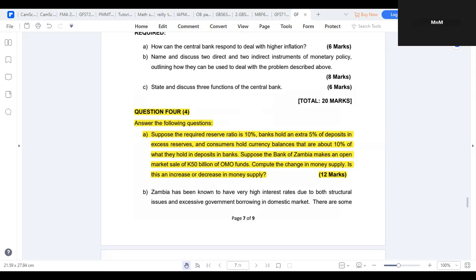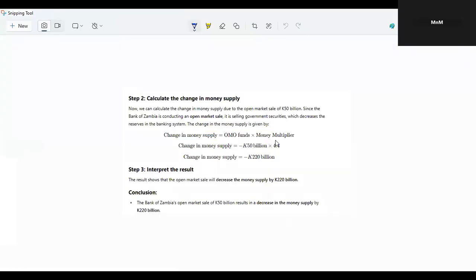Since the Bank of Zambia is conducting an open market sale, it is selling government securities. So this will decrease the reserves. Remember, when the government is selling bonds, we are reducing the reserves in the banking system. So this change in the money supply will be given as follows. The reduction in the circulation of money in the economy is a negative, because it's going to withdraw money from circulation. So the change in money supply is equal to OMO funds times the multiplier. Our OMO funds are negative 50 billion times the multiplier 4.4. So we're going to get negative 220 billion.